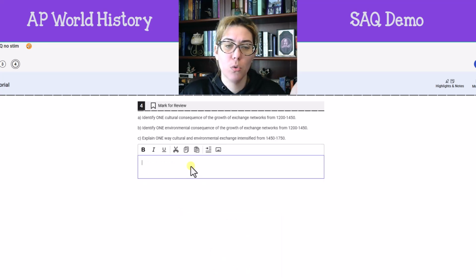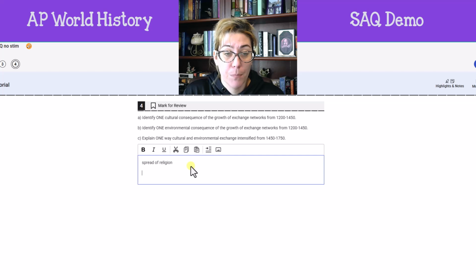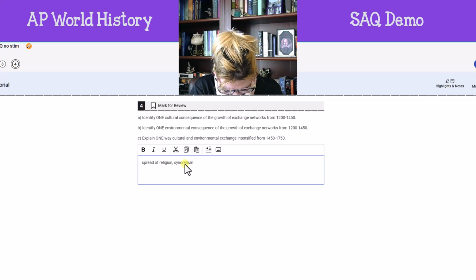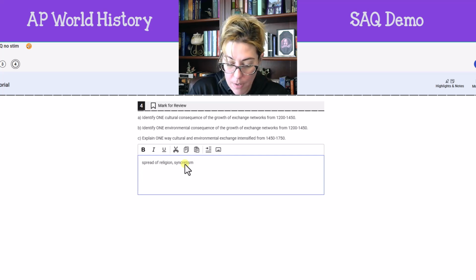Okay, identify one cultural consequence of the growth of exchange networks from 1200 to 1450. Cultural consequence of the growth of exchange networks? Okay, spread of religion. Duh. So we've got syncretism. There we go. Wait, do I know any syncretic religions? Yes. It blends Islam and Hinduism. Okay. Yes. The answer is yes, I know.